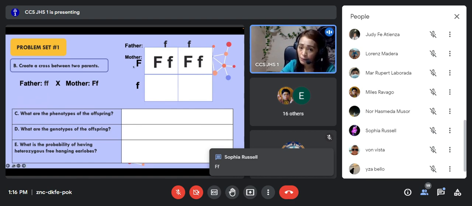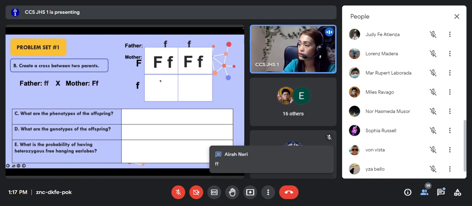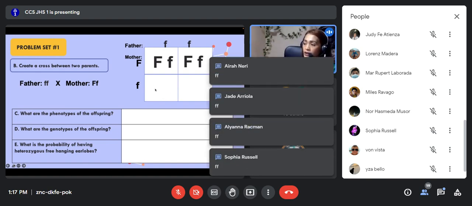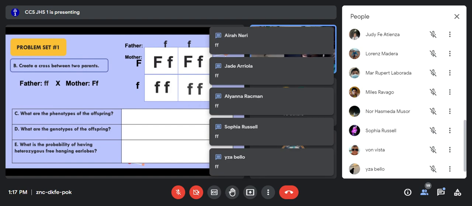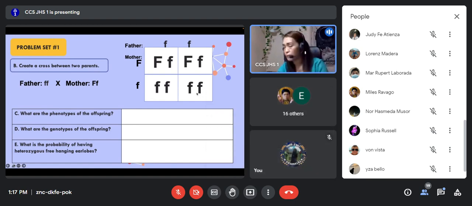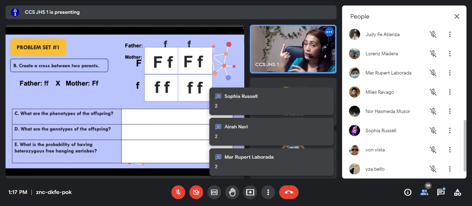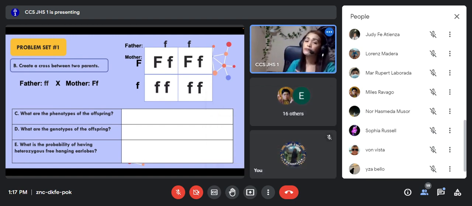So take note, we're just simply combining them based on the quadrant. And then how about the third quadrant, this one here? What could be the result? Very good. They are both small letter f. So same thing here. Yes? Looking at the Punnett square, how many combinations do you see? One, two, or three? Okay, you only see two combinations: capital F, small f, and the second combination is small f, small f.